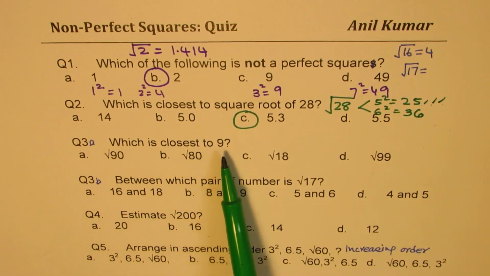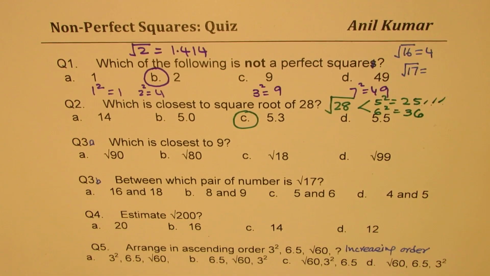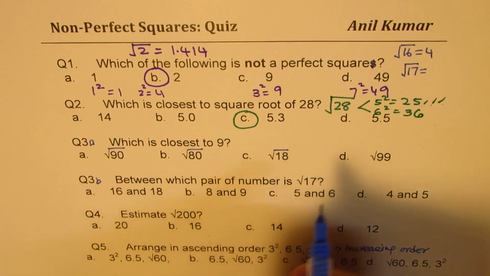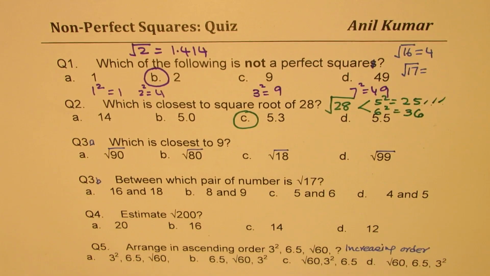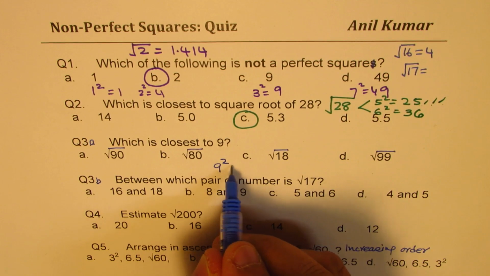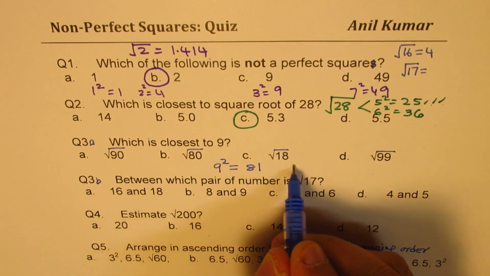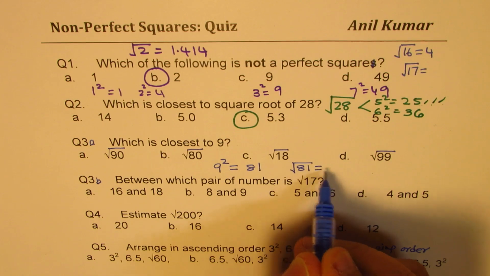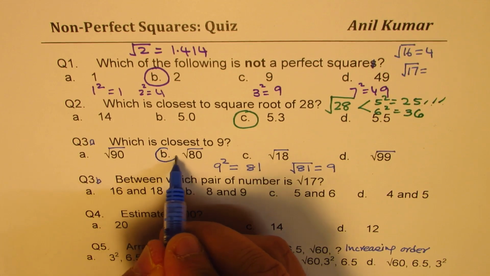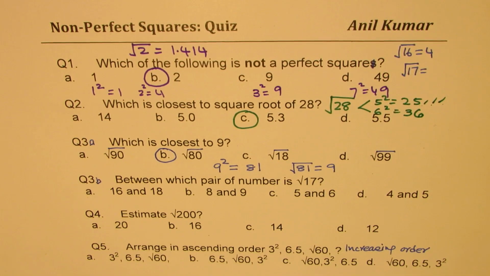Which is closest to 9? Square root of 90, square root of 80, right? We want which is closest to 9 out of these. So the easiest way is, because these are all square roots, we can do what is 9 square equal to? 9 square is 81. Therefore, square root of 81 is 9. That is exact. So the closest number to 81 in this case is B, which is square root of 80. So that becomes our answer. Is that clear to you, right? So I hope you are understanding how we are trying to find the correct answer from the given choices.